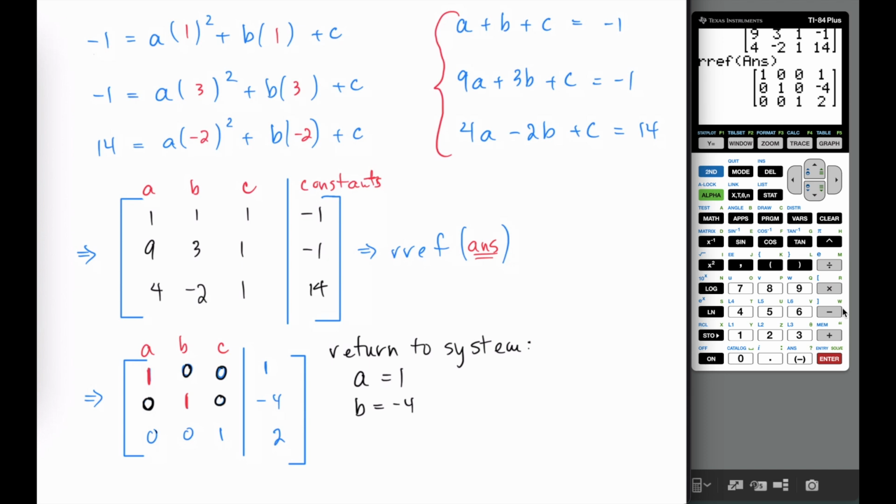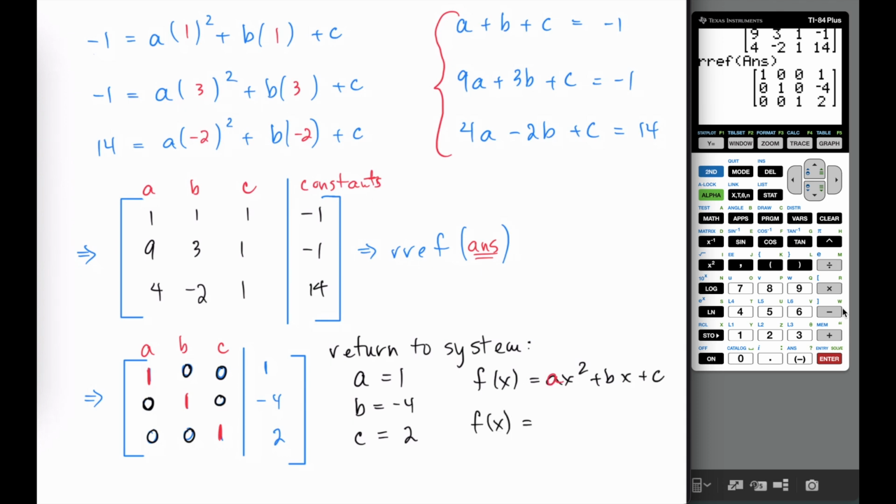In the third row, we have 0 as the coefficient on a and b. The coefficient on c is positive 1, and so this row translates to c is equal to 2. And now we're ready to write all of this as the quadratic function that we were asked to find initially.